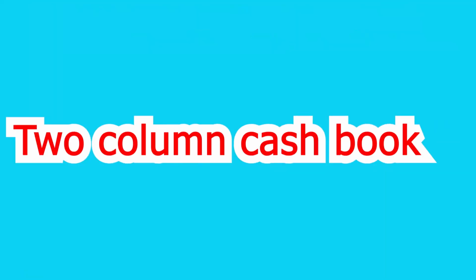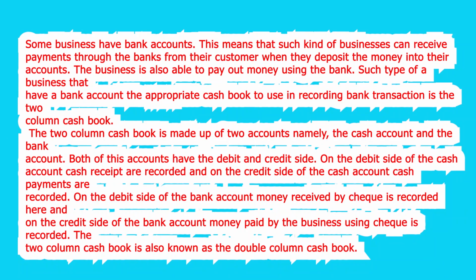Let us now look at the 2-column cash book. Some businesses have bank accounts. This means that such businesses can receive payment through the banks from their customers when they deposit money into their accounts. The business is also able to pay out money using the bank. For such a business that has a bank account, the appropriate cash book to use in recording bank transactions is the 2-column cash book.